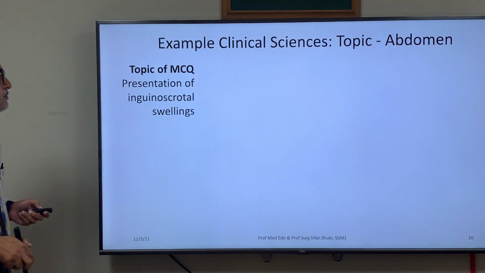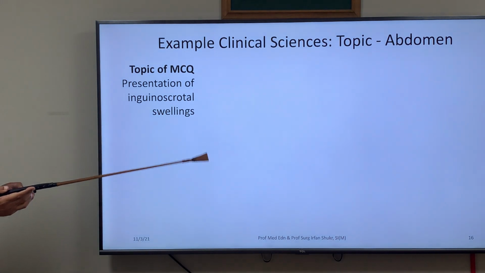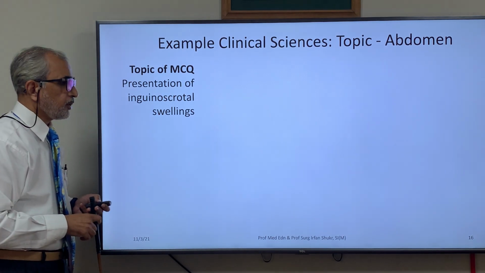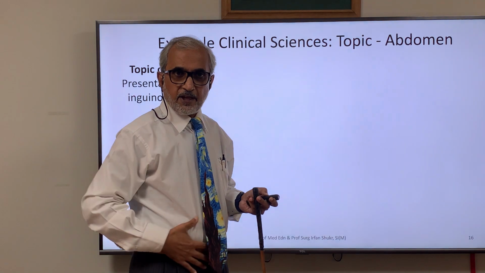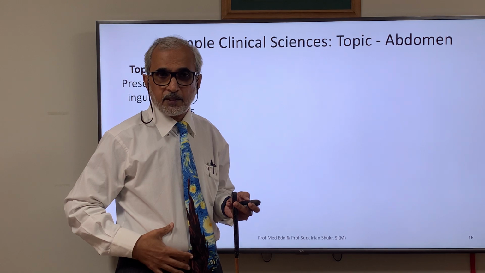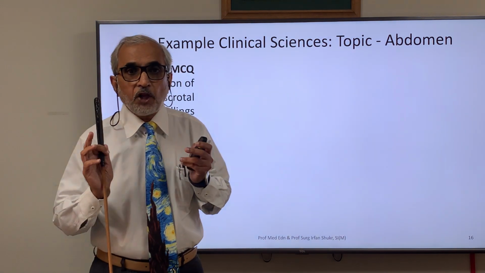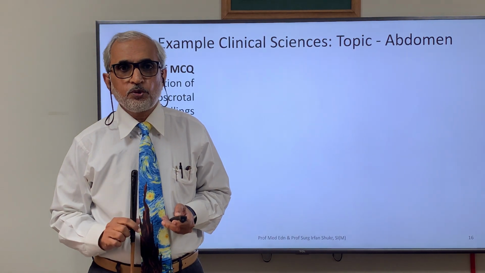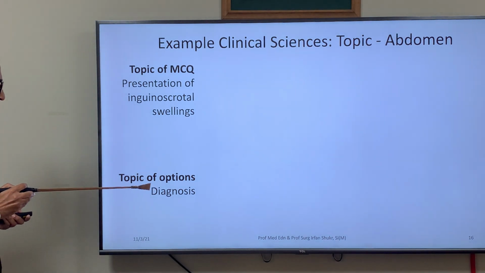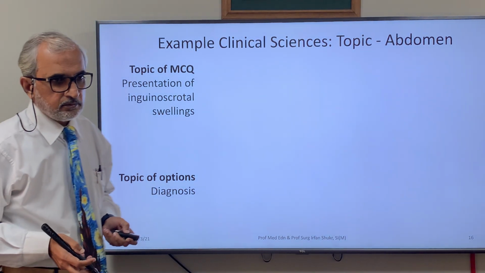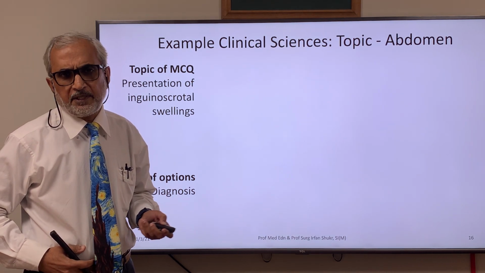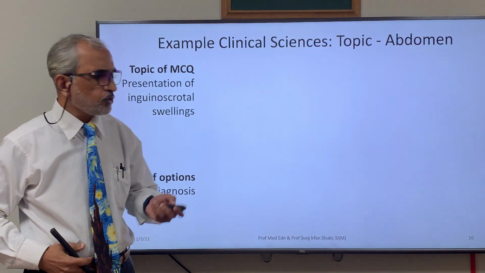Let me give you an example. The topic is abdomen and the topic of the MCQ is presentation of inguinal-scrotal swelling. Let us say this is the abdomen, this is the inguinal-scrotal region. So the topic of the MCQ is inguinal-scrotal swelling. Without thinking, let me choose the topic of option. The topic of option is diagnosis. Now, what could these swellings be? It could be anything. It could be direct hernia, indirect hernia, femoral hernia, and so on.